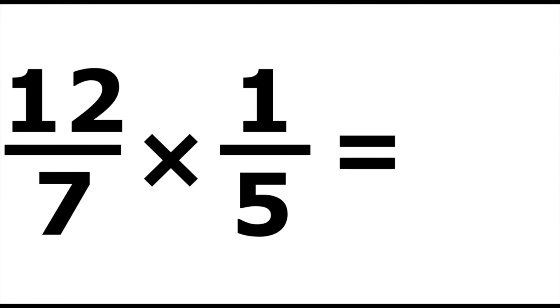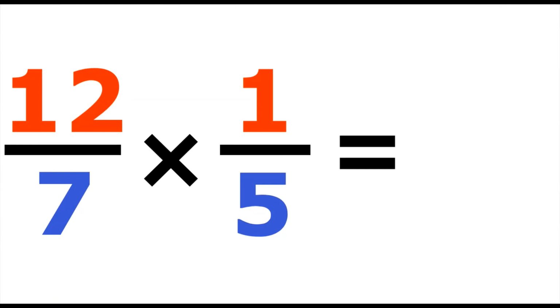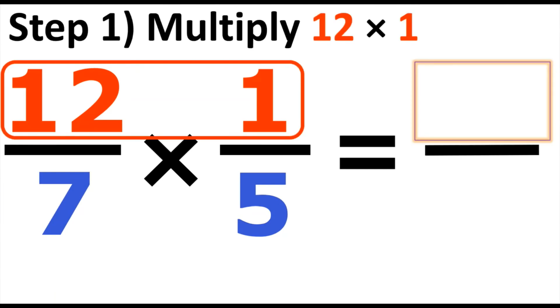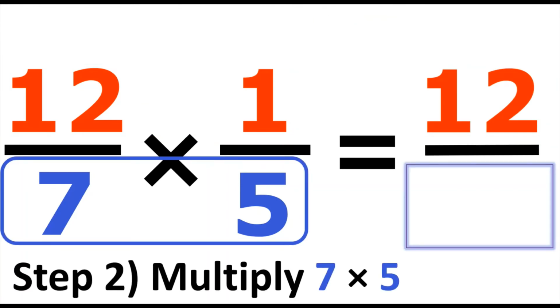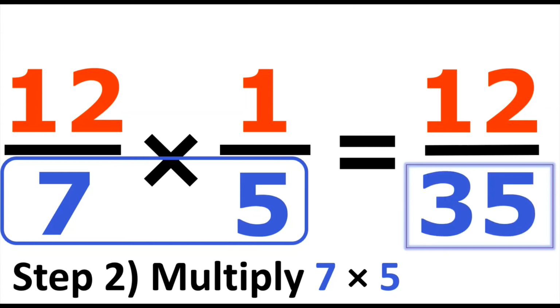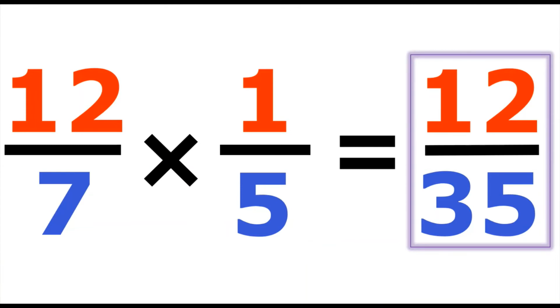Example number 16. We have 12 over 7 times 1 over 5. Multiplying straight across, 12 times 1 gives us 12. At the bottom, we have 7 and 5. So we multiply 7 times 5. It gives us 35. So the answer is 12 over 35.